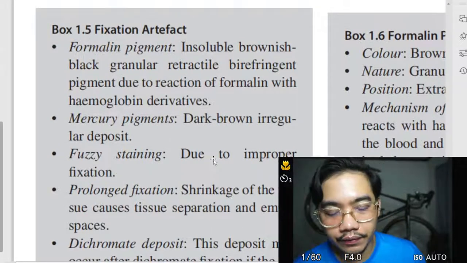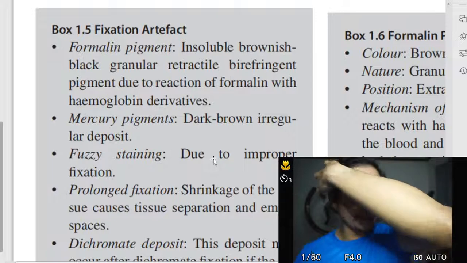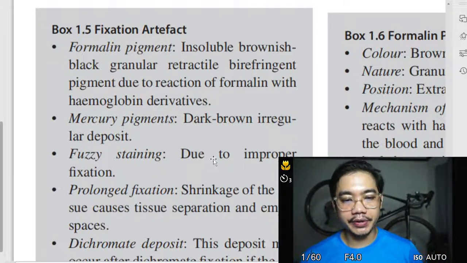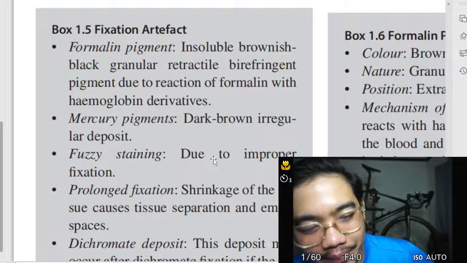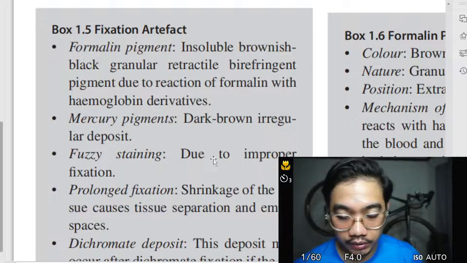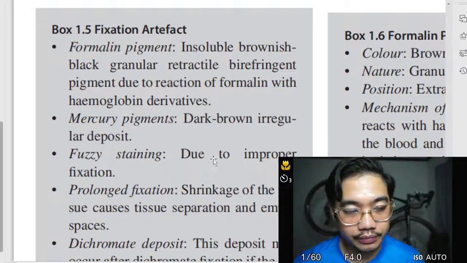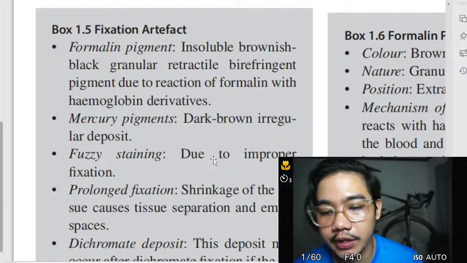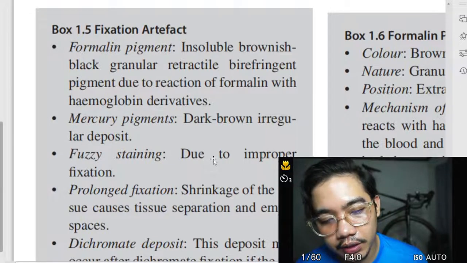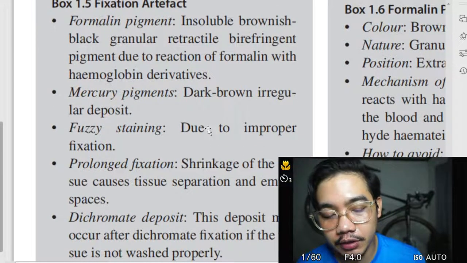So, fixation artifact. Formalin pigments are black, granular, retractile pigment due to the reaction of formalin with your hemoglobin derivatives, seen in your blood vessels. It turns brownish. Mercury pigments are from your Zenker's. Then there is fuzzy staining due to improper fixation, for example when the specimen was not fixed immediately.